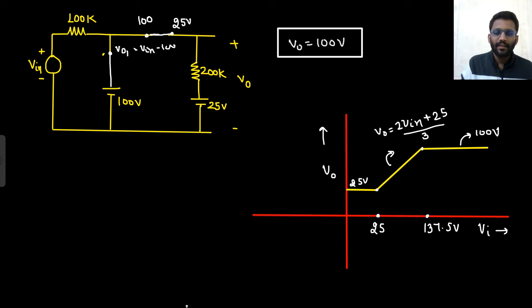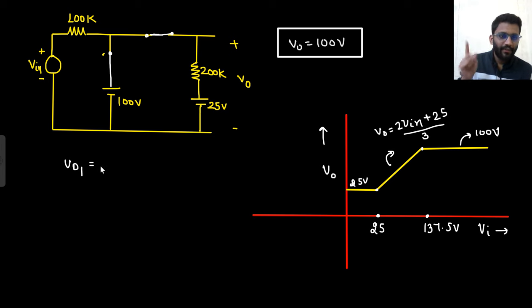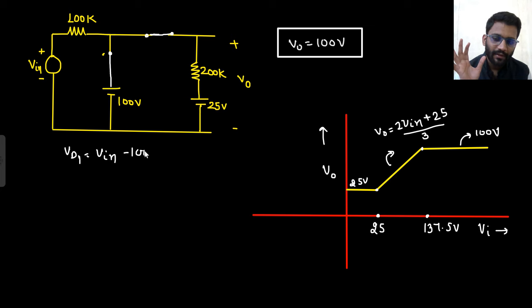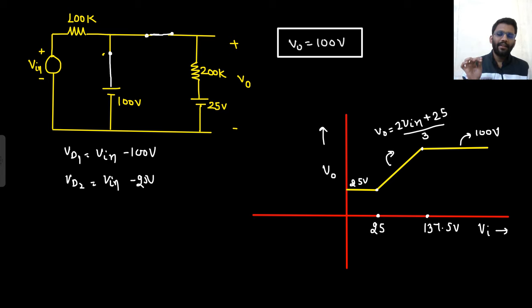So what I am saying here is that now both are on, right? Both are on, D1, D2 are on. Both are on, V0 is 100 volt. That's good. Okay. Now, what is your VD1 now? If D1 is on, what I am saying is that both are on. So here my VD1 is Vin minus 100, and VD2 is Vin minus 25. So there will never be a condition where D1 will become the deciding one. Will there be any condition where D1 becomes the deciding one?